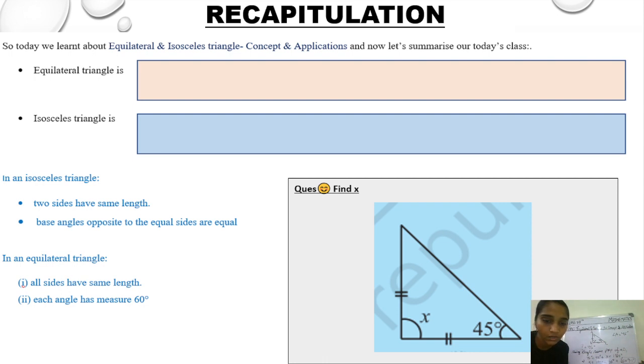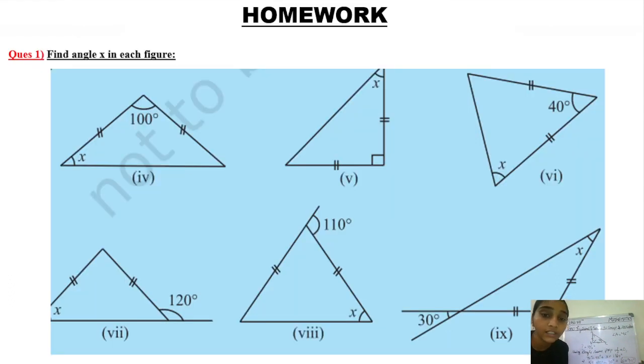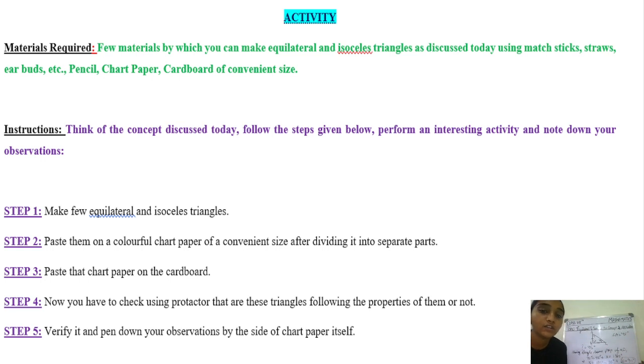Okay. So students, now it's homework time for you. What you have to do is, in the homework, you have to find the angle x in each of the figure. Okay, there are six figures given for you. You have to find the value of angle x. And students, one activity which you have to perform is that collect few materials such that you can make the equilateral triangle and isosceles triangle. Okay, using the matchstick, you can use earbuds also, and the broomsticks you can use. Okay, and think of the concept which we have discussed today.